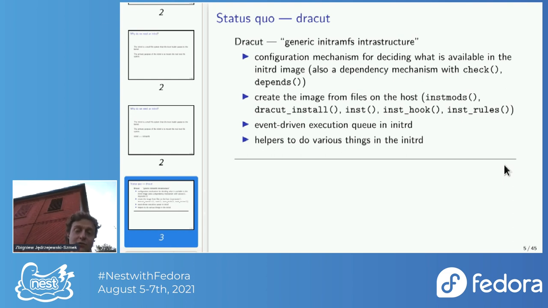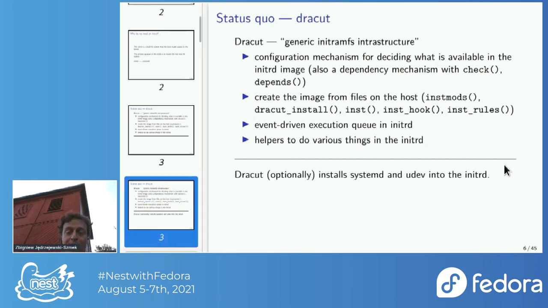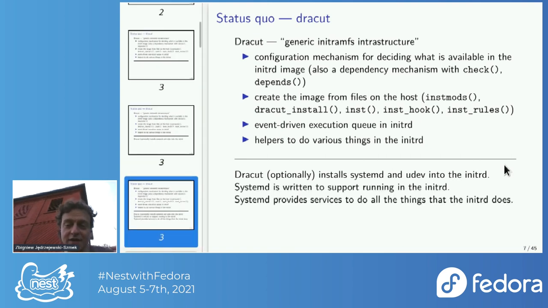And once we reboot into this image, Dracut has an execution queue, so it waits and reacts to events and does things, and there are helpers to do various things in the Initrd. Dracut has a bunch of scripts and hooks that happen in response to those events. And one of the modules that we use is a module that installs systemd. So Dracut has udev and has systemd in the Initrd. And of course, systemd needs to support running in the initramfs. And actually, many of the things that Dracut now does in the Initrd are done through systemd.